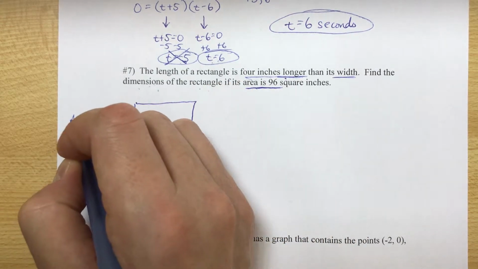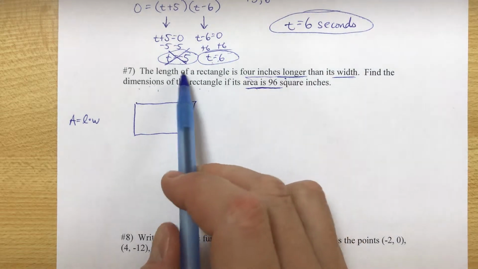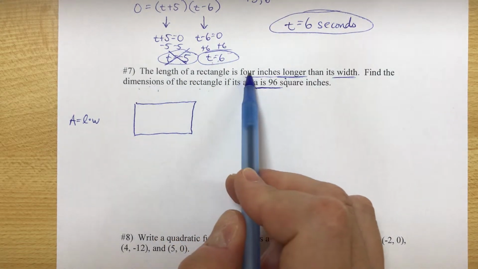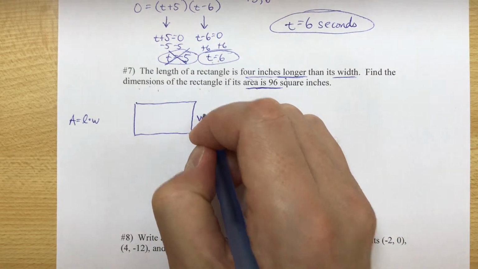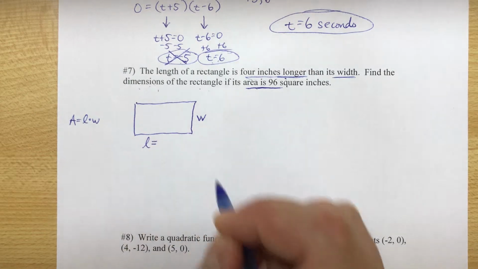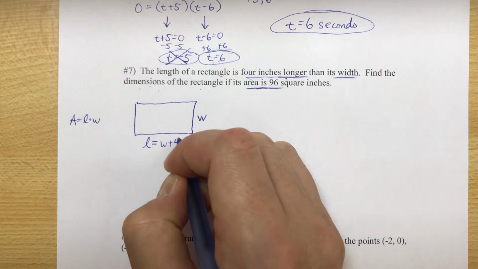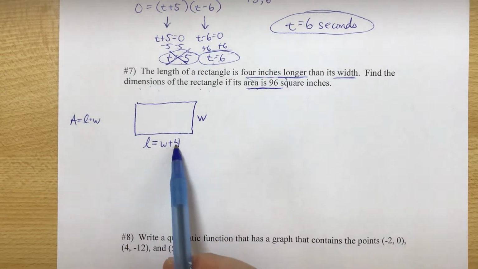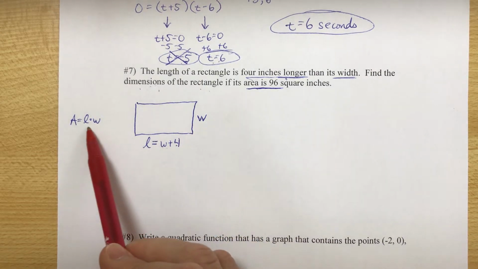Area is length times width. That's the formula. But they tell us the length of a rectangle is 4 inches longer than its width. W is for the width. The length is 4 inches longer than the width. So that means 4 more than W, so W plus 4.